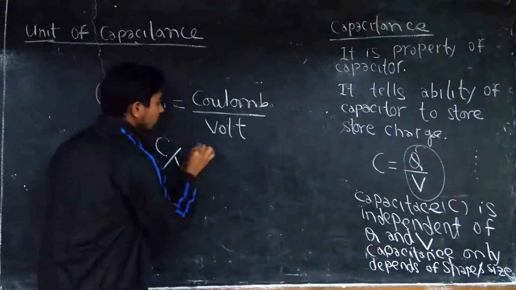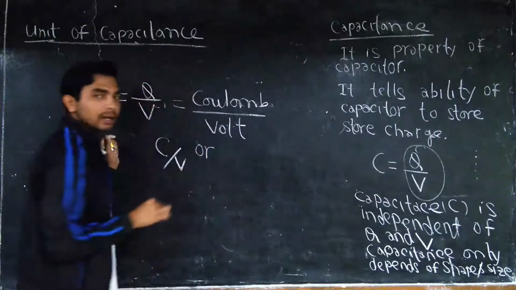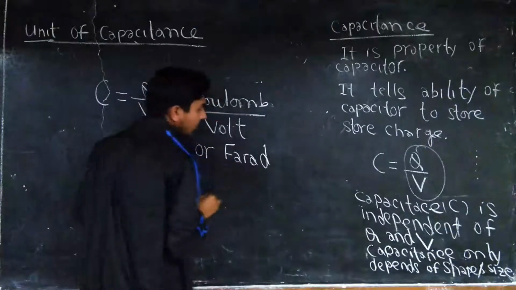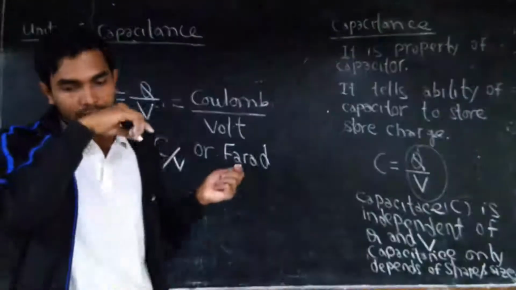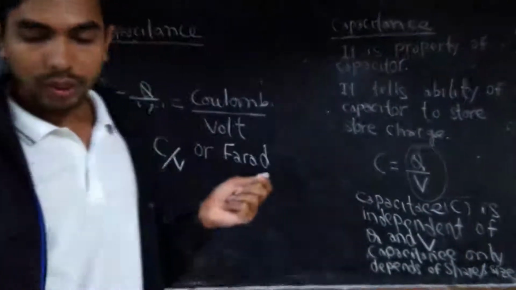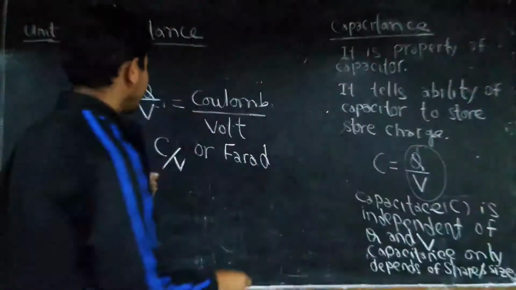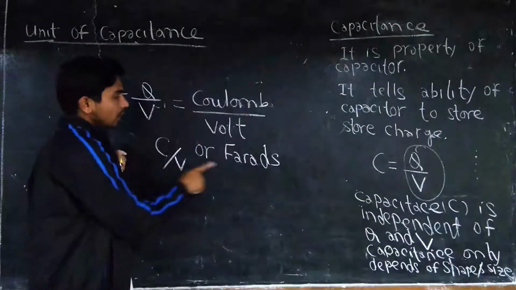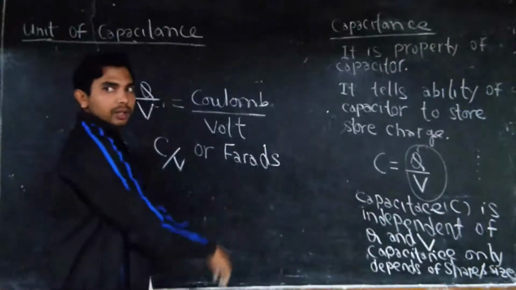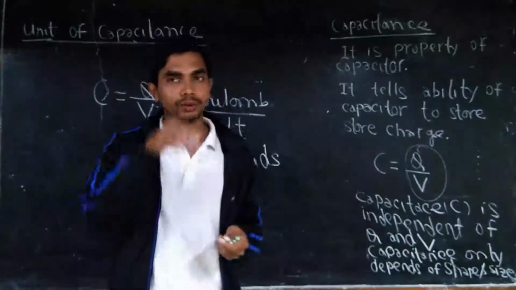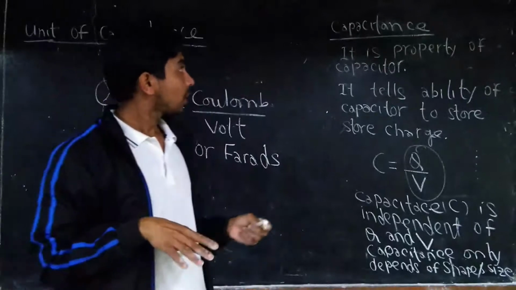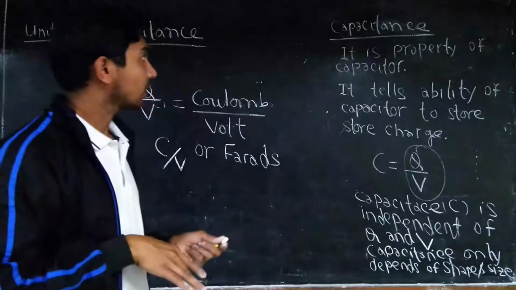And one more unit is farad. These are the only two units of capacitance: coulomb per volt and farad. These are the SI units of a capacitor. So somehow I have discussed the basic things about the capacitor.